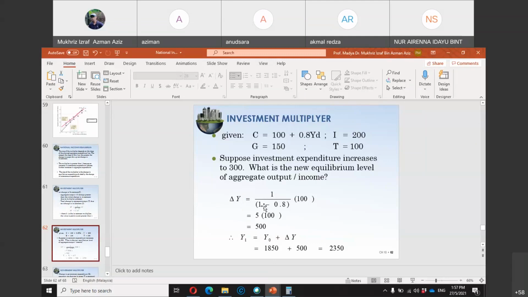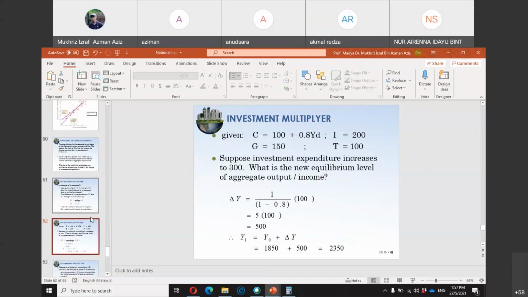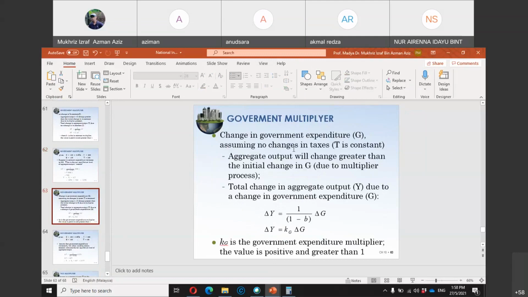So the information that you need is 1 over 1 minus B. B is the MPC that you can get from the slope of the MPC. And 100 is just the change from the new investment minus the old investment. How about the government multiplier? I mentioned just now, the government multiplier is similar to the investment multiplier when it comes to the formula. The only thing you change is the symbol from I to G. This part is the same. The only part is you change from change in I to change in G.